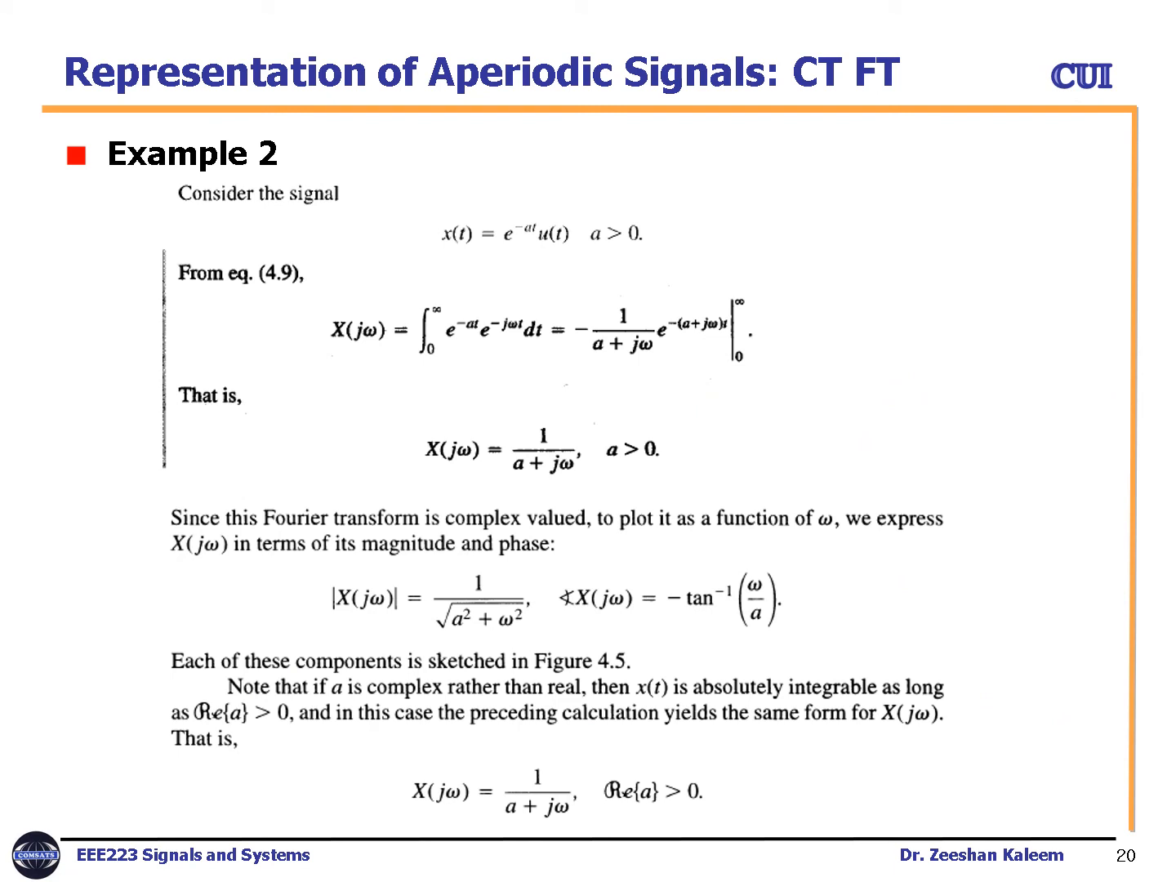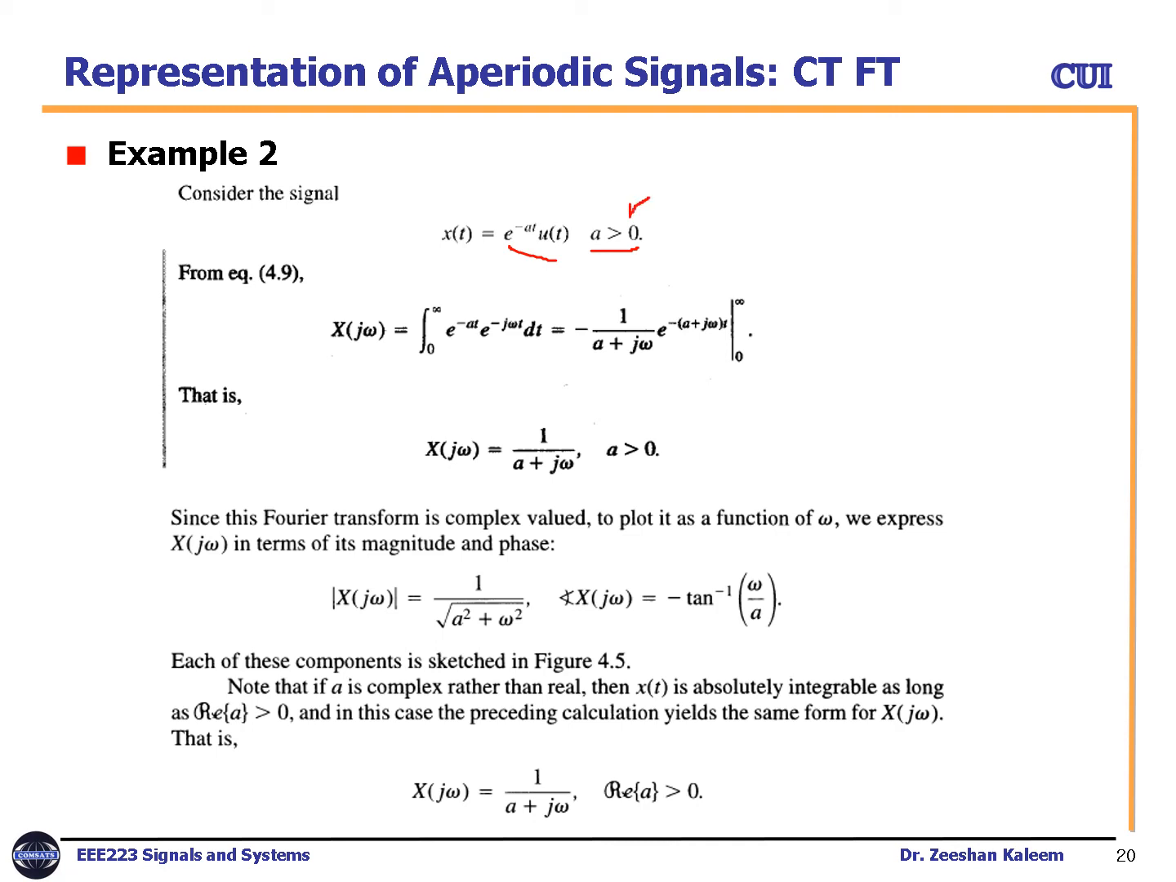Another example: x of t is equal to e to the minus a t u(t), where the condition is that a should be greater than 0. If a is not greater than 0, the result will be different, and maybe the Fourier transform will not be valid as well. So this condition is necessary there.